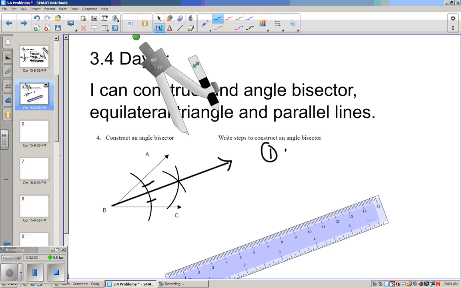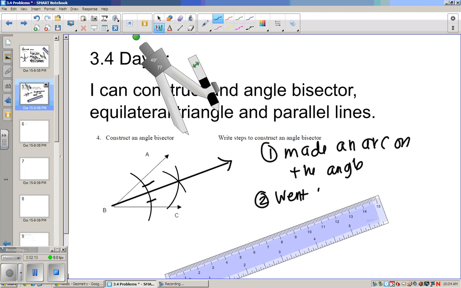First, made an arc on the angle. Second, went to the intersections.